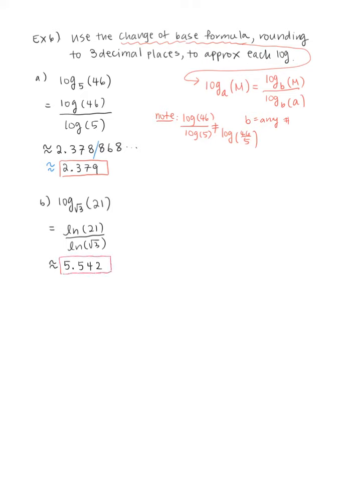Now, if you use log, that's totally fine, because look, let's do the same problem using the log base 10 key. You can rewrite this as log of 21 over log of square root of 3. Type that in the calculator and see what you get. You should get the same answer, 5.542. So again, the change of base formula is pretty darn cool, because no matter what base you change into, your answer will still be the same and you can use your calculator.